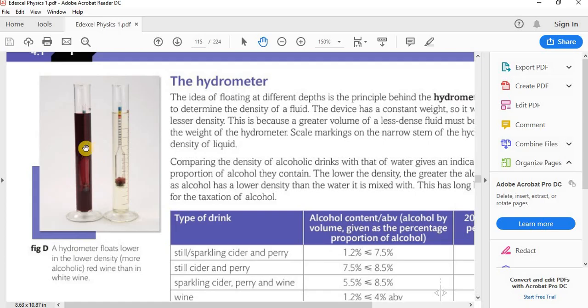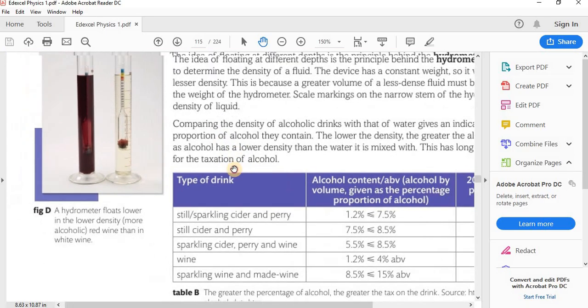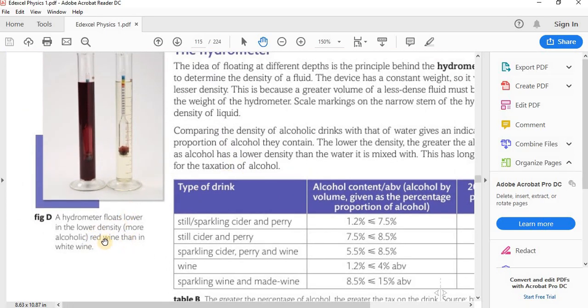If it is in a less dense liquid, the hydrometer will sink much more, and it will give a lower reading. Okay, so always the hydrometer will be vertical, because the way it is made, the center of mass is low, which means stability is high, so it will be vertical always. A hydrometer floats lower in lower density, more alcoholic red wine than in white wine.